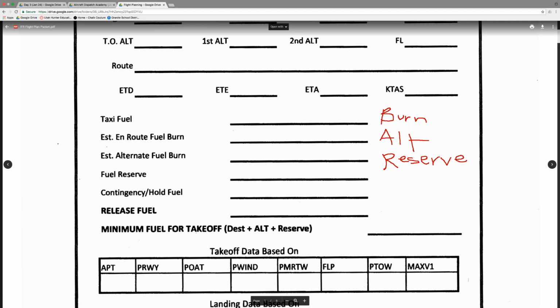So the way we're going to remember the hold fuel is just add an H. So BAR H. BAR H is our acronym for SkyWest. If a FAA or on your practical, when they ask you, this is what they want: burn, alternate, reserve. But remember that when we plan our flights in this class, we're going to add hold fuel to that release to make our release fuel. Does anybody have any questions on that? Nope. Okay. Makes sense.